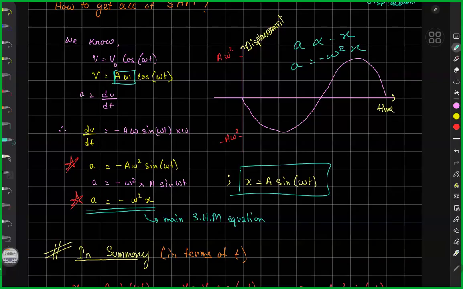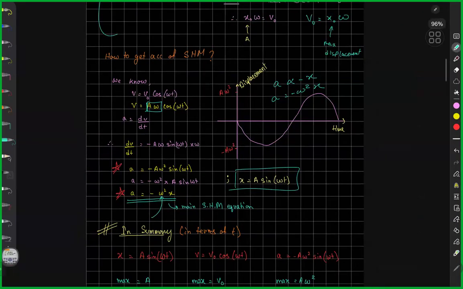This is the simple harmonic motion equation. That acceleration is proportional to displacement and oppositely. And the constant is omega square. I find this really fascinating and interesting, how neatly, with simple calculus, you can derive this equation. Simple calculus, nothing too complicated.